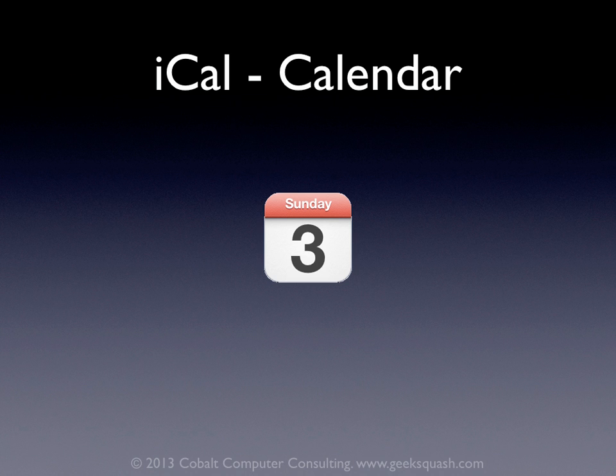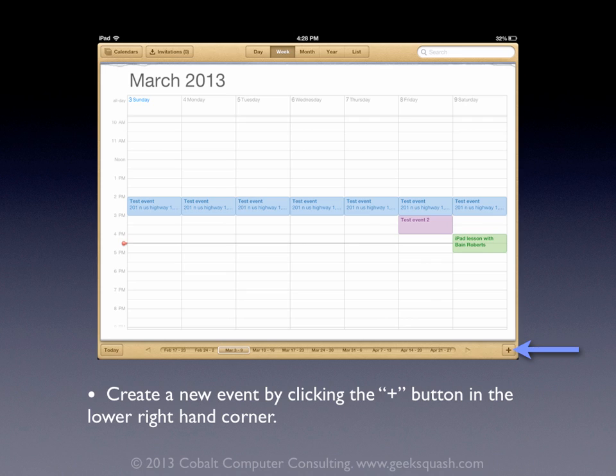So here's iCal or Calendar. You can create a new event. When you open this up, you'll see that there's a plus, and this moves depending on the device or the Mac computer or iPad. Sometimes the plus is in the upper corner, sometimes it's in the lower. On the iPad though, it's in the lower corner. So if you click that plus, you can create a new event, and this is the screen that you'll get.